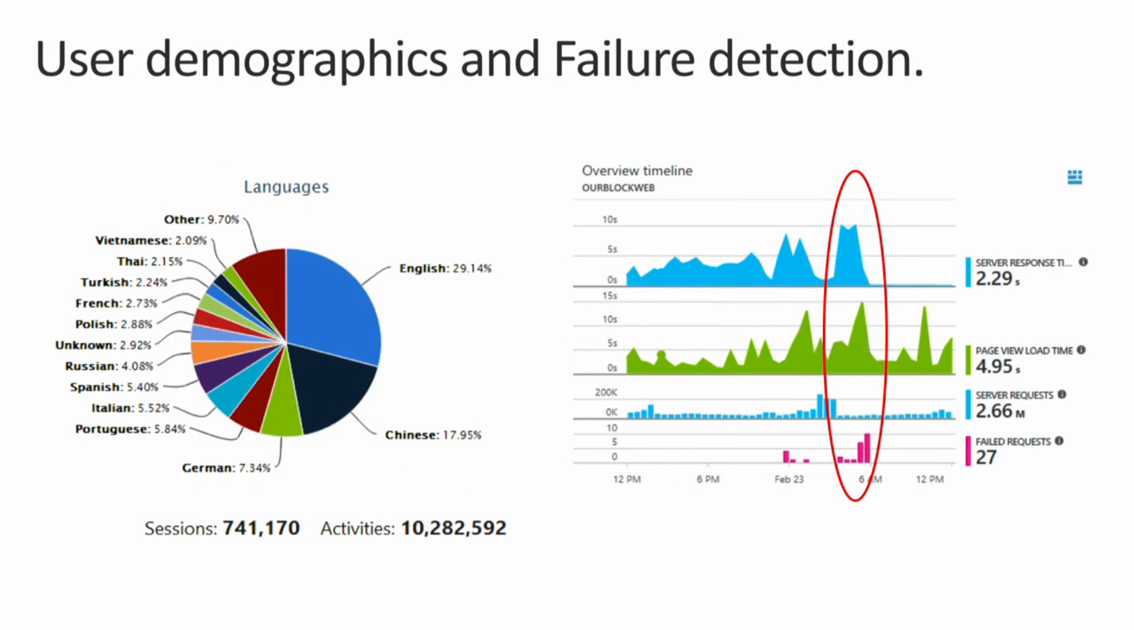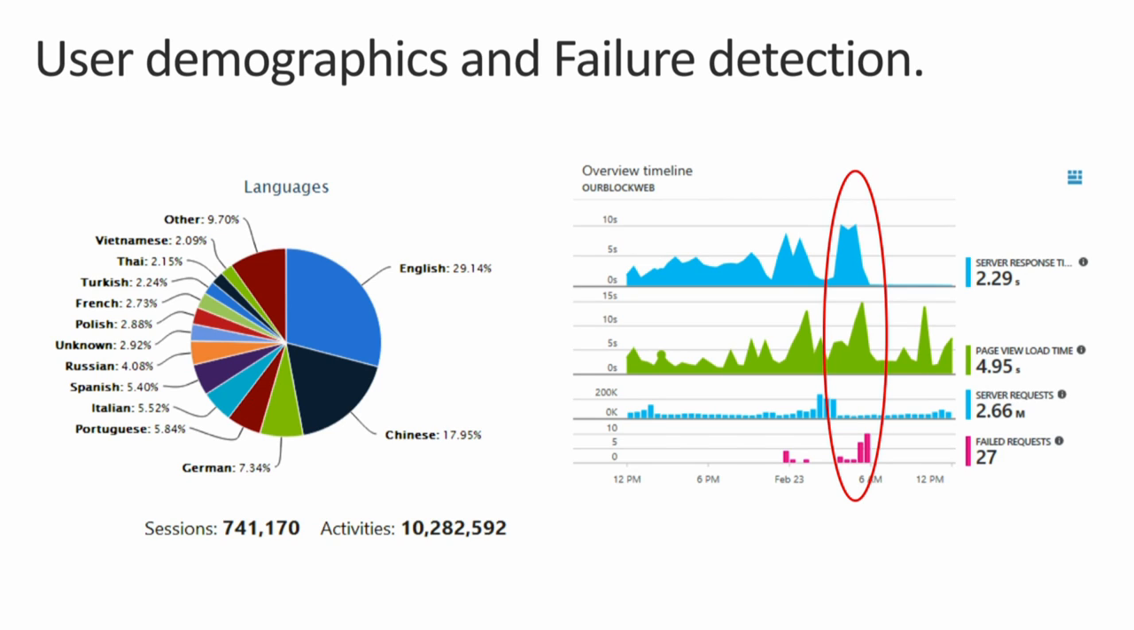Similarly, you can see real-time metrics. So there were 741,000 people online at a given point of time in Office 365, and at 6 a.m. there was a crash on the server. So you could see that one crash on the server has resulted in an increased page load time, an increased server response time, and a drastic reduction in the number of requests that were actually sent to the server.